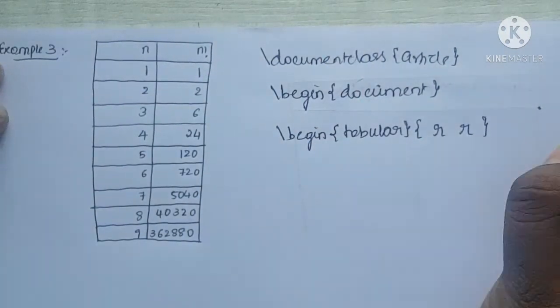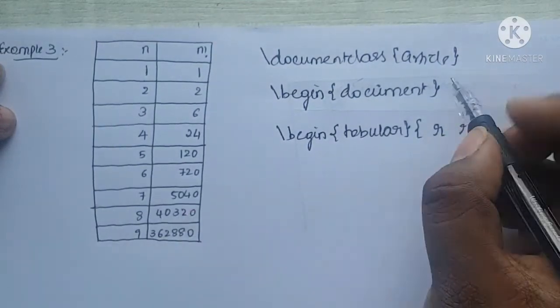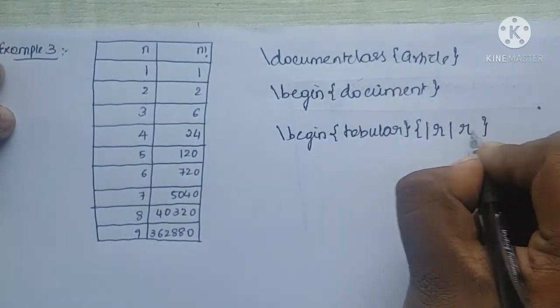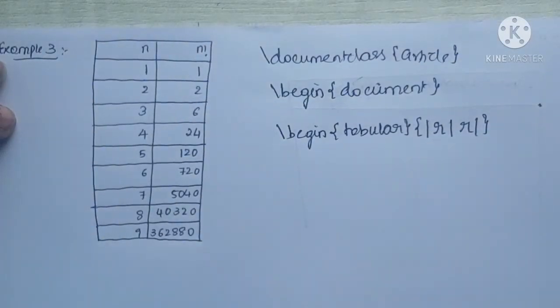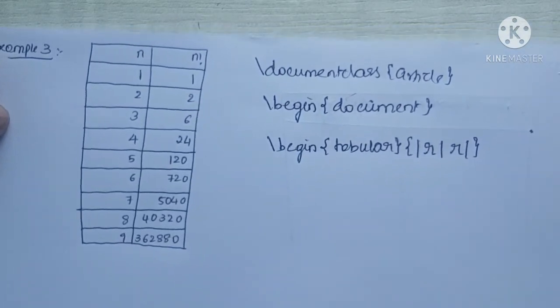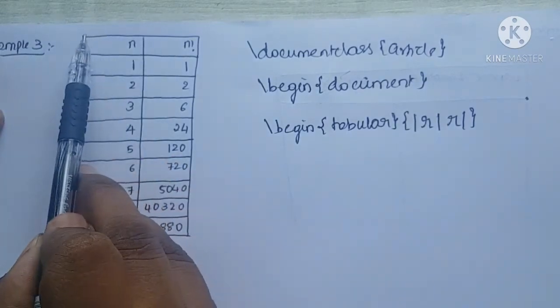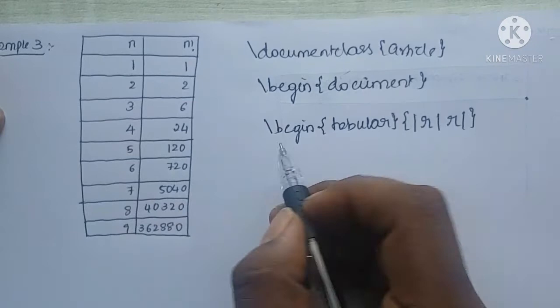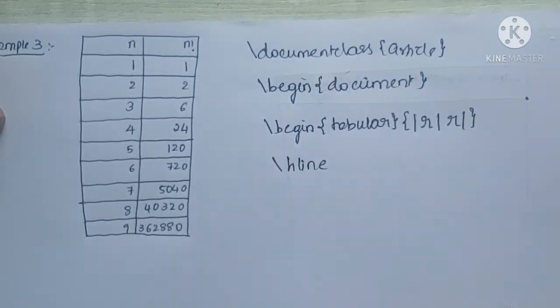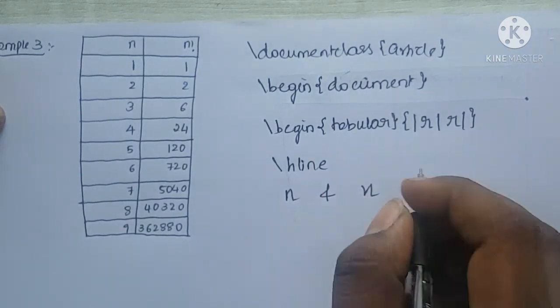So r. If you observe, there are vertical lines. How many lines? 3 lines. So mention it. 1, 2, 3. If you just mention it like this, you're going to create 3 vertical lines in between the columns which we have mentioned. Now we shall start up with the tabular. What is the first line? First we need \hline. There is one line. So \hline. Enter the first row. What is the first row? n and n factorial, right?